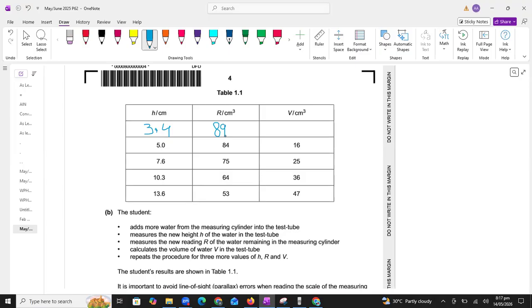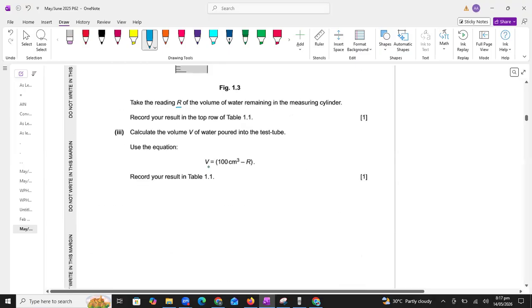Well done, students. Now, they have already given us the formula, and I told you, students, the interesting thing about the ATP is that you don't need to memorize any formula. All the formulas are mentioned in the paper. So we just have to put the values in the formula, show the calculation, and write the answer in the table. So V is equal to 100 cm³.